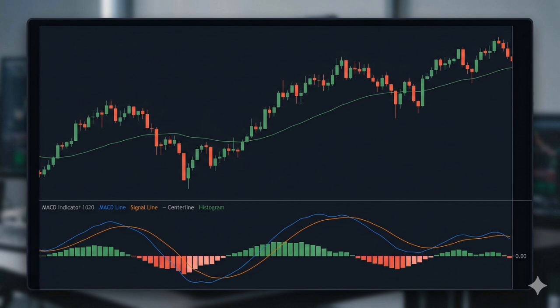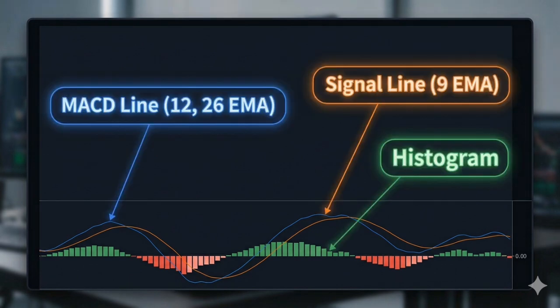Before we trade with it, we need to know what we're looking at. The MACD consists of three main components. First, there is the MACD line, usually colored blue. This is calculated by subtracting the 26-period exponential moving average, EMA, from the 12-period EMA.